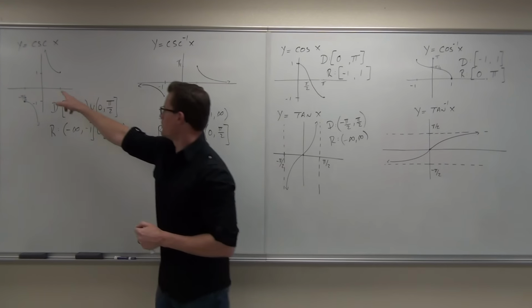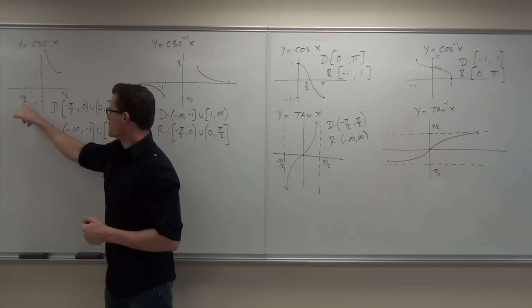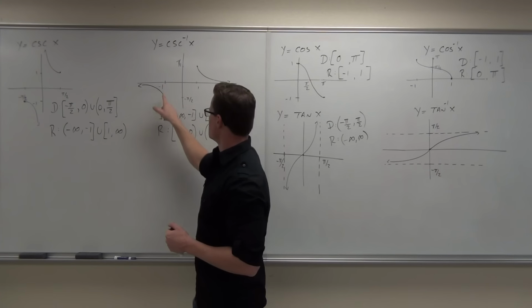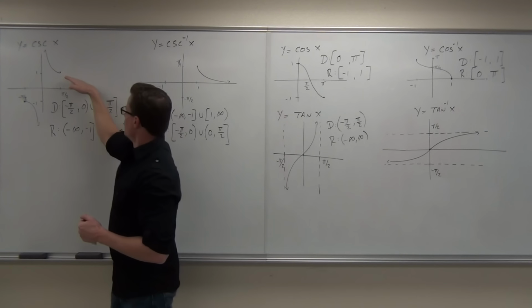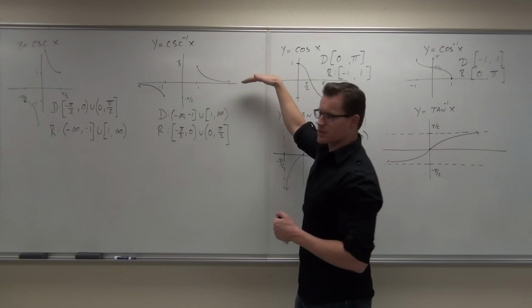So we know that, hey, pi over 2, 1? No. 1, pi over 2. Negative pi over 2, negative 1? No. Negative 1, negative pi over 2. Infinity at positive y's, infinity at positive x's. That's the idea.